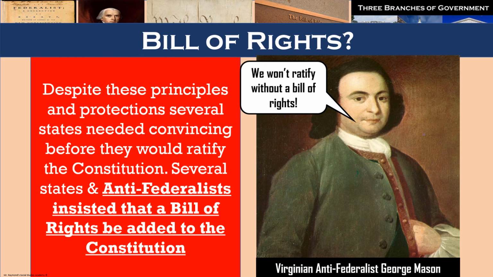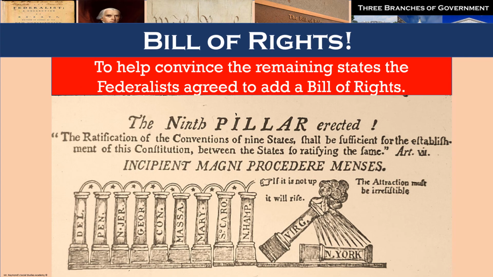So what compromise was made to put the anti-federalist minds at rest? It was the addition of a Bill of Rights to the U.S. Constitution, one that would protect the people from national government infringements on their liberties. And while many states had already ratified the Constitution, the Federalists agreed to the Bill of Rights to convince Virginia and New York, the 2 big states that had been holding out, to jump on board.